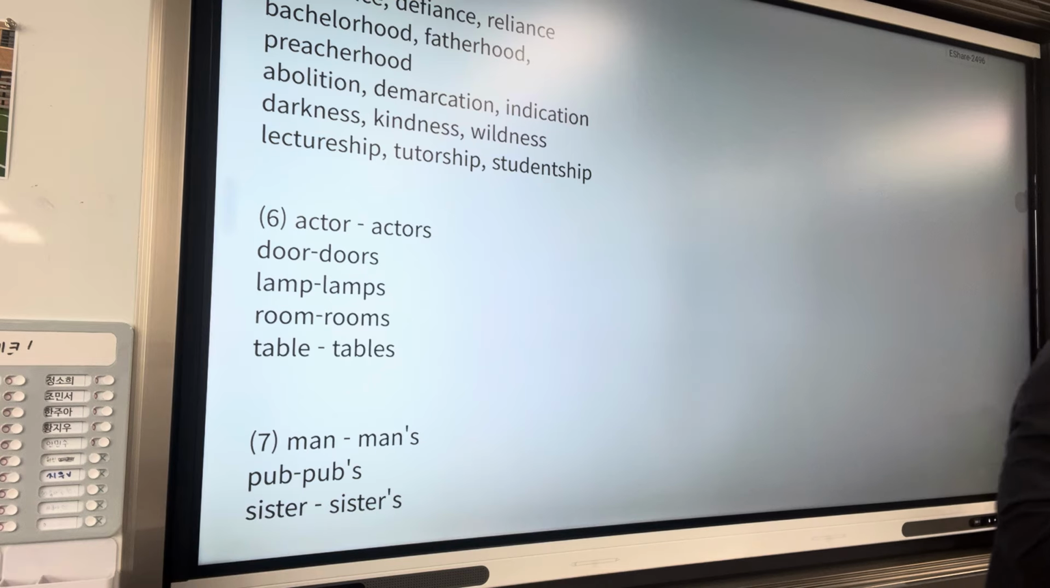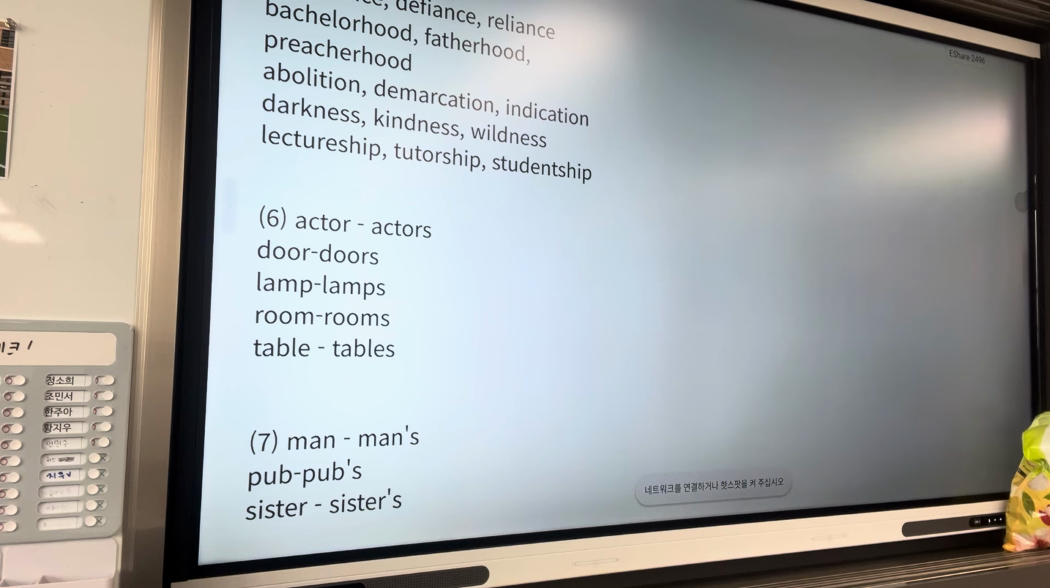Obligation, occasion, indication, darkness, kindness, worldliness, lectureship, tutorship, citizenship. Thank you. Next person. Case number 6, please.